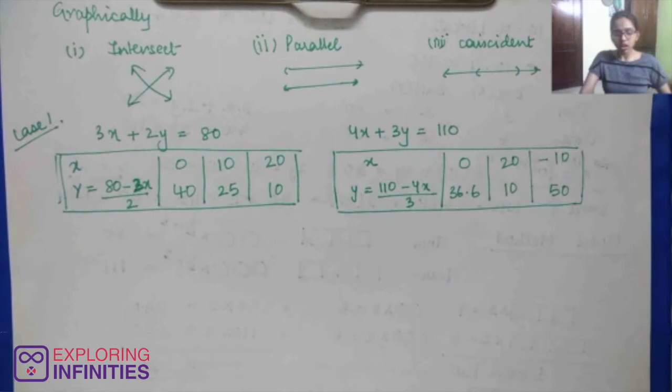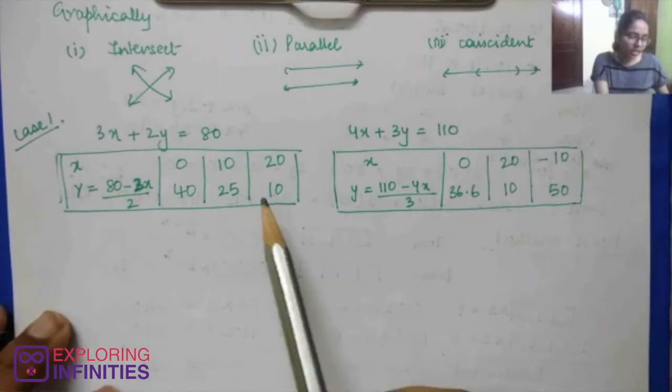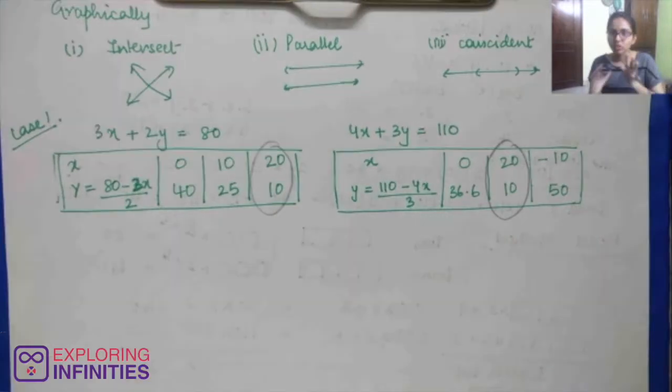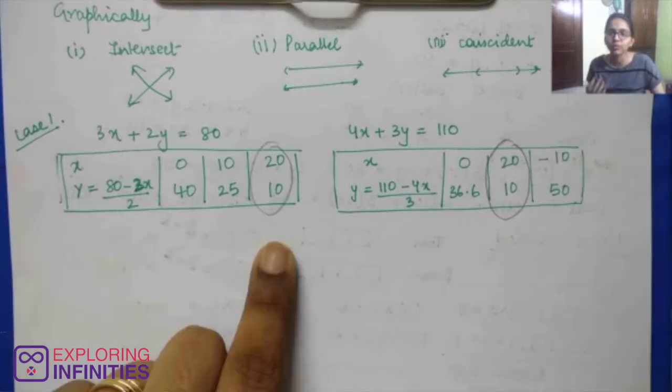Now if you take a look at these two tables, you can see there's one common point that we can locate, that is 20 comma 10 and 20 comma 10. If you remember, in the last class we saw that the cost of one bat was 20 rupees and the cost of one ball was 10 rupees. So 20 comma 10 was actually our solution when we solved the pair of linear equations using the modal method.